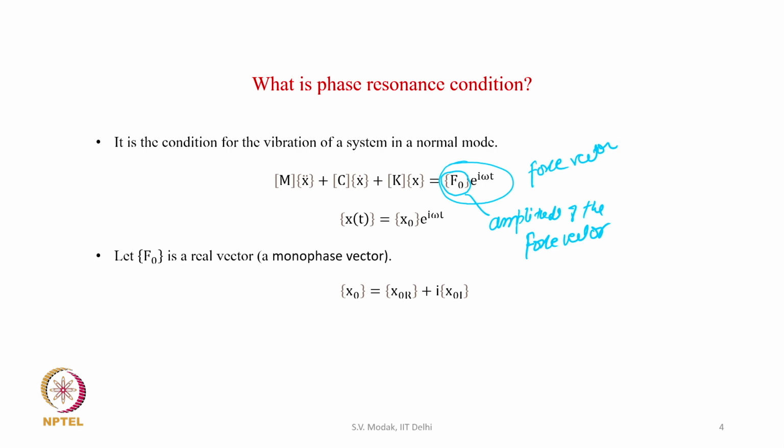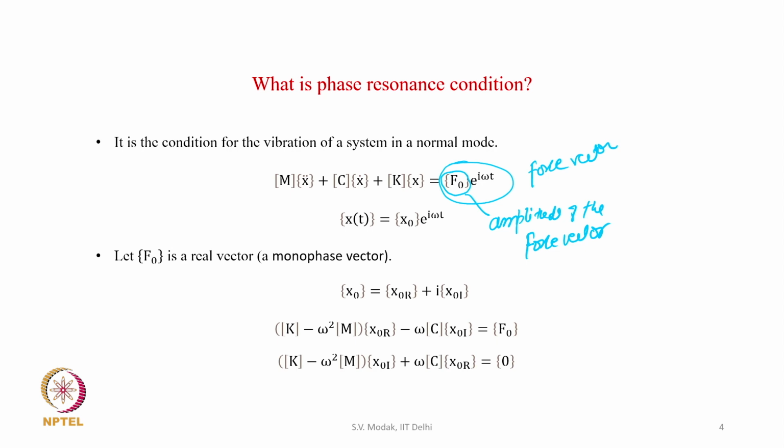So, now we substitute x of t in the equation of motion, and in place of x naught we substitute x naught R plus i into x naught I, and if we simplify, we get these two equations.